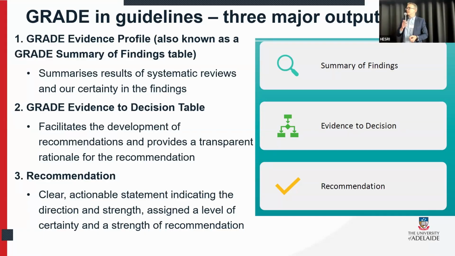When we move to the decision-making perspective with GRADE, we develop these GRADE evidence to decision tables, and these outline all of the key criteria that should be considered when actually making a decision or a recommendation. And it shows the evidence for each of these key criteria, and then the judgments of the panel who are making the decision or the recommendation. And then, of course, the final output is this recommendation, which should be assigned a level of certainty and a strength of recommendation, and should be an actionable statement that can be taken up in practice.